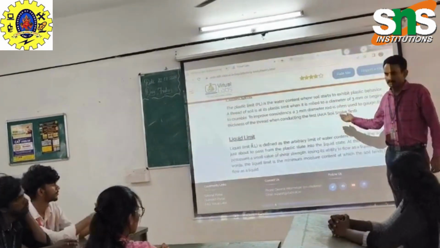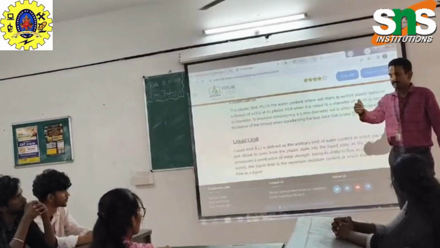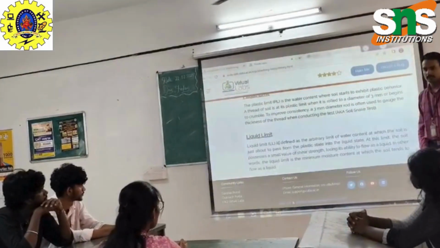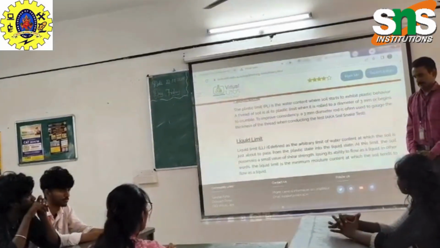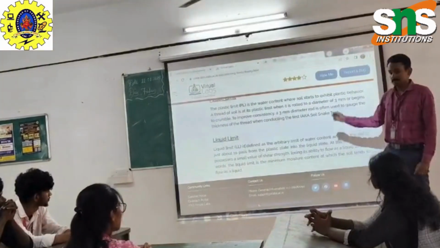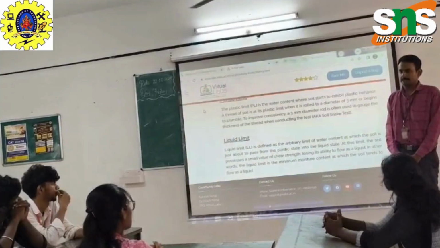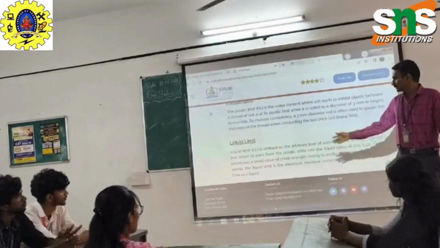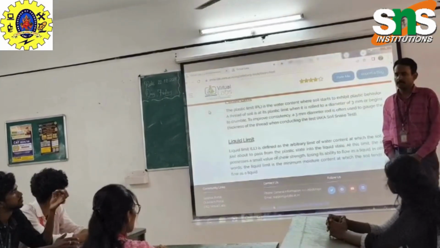Before going into the topic, I have already taught you what liquid limit is, and Janika can explain what is the liquid limit of soil. Liquid limit is defined as the arbitrary limit of water content at which the soil is about to pass from the plastic state into the liquid state. So this is the boundary water content between plastic state and liquid state. A particular boundary water content is defined as the liquid limit of soil. So shall we go to the simulation?